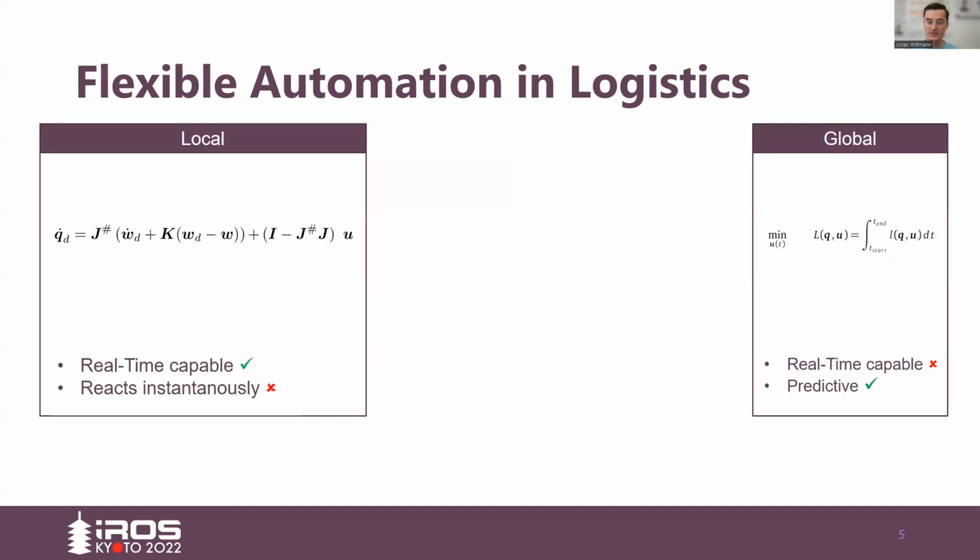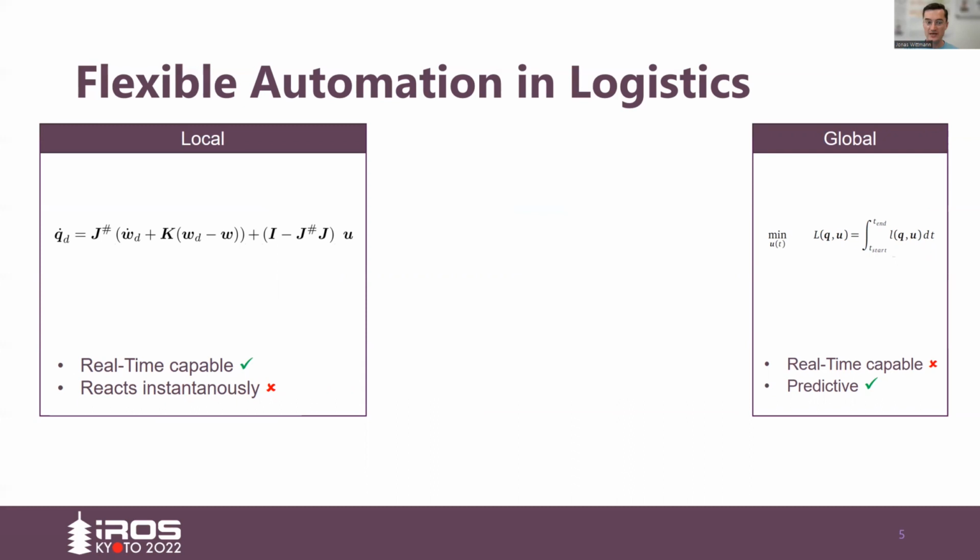We refer to this standard approach just shown as local because the control vector U only takes the current robot state into account. This is computationally cheap and thus real-time capable. However, the approach only reacts instantaneously. That is, for instance, if the secondary objective is obstacle avoidance, the control command U to avoid a collision would only be computed when the robot is already close to the obstacle.